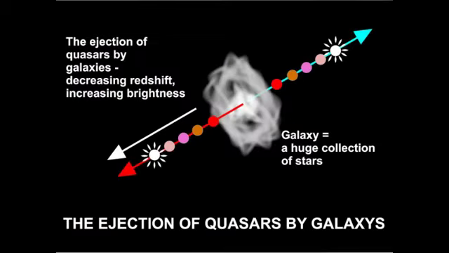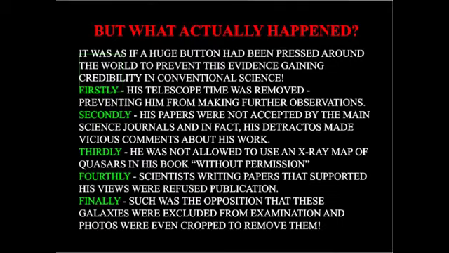He also found that there was often another quasar on the opposite side of the galaxy, as though the galaxy had expelled two quasars in opposite directions. Furthermore, as the quasar moved away from the galaxy, their redshift reduced and their brightness increased. So there was clear evidence that redshift was not an indicator of speed of recession, and this should have demolished the Big Bang Theory. But what actually happened?